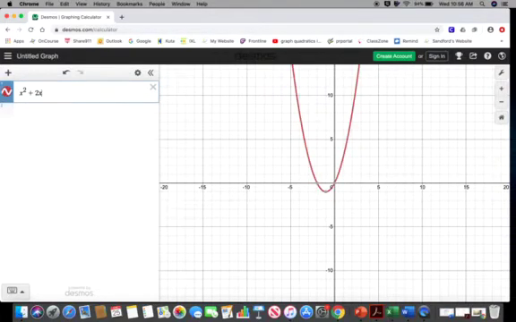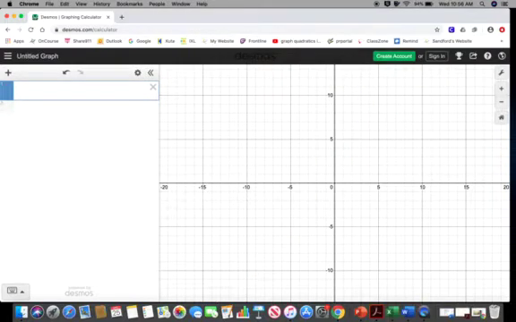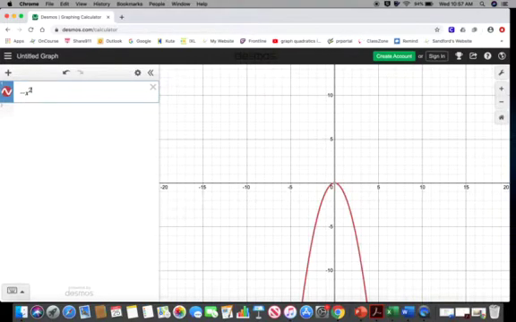Okay. All right, let's check the other one that we did in class, because we did 4 examples. All right, this one was -2x squared.